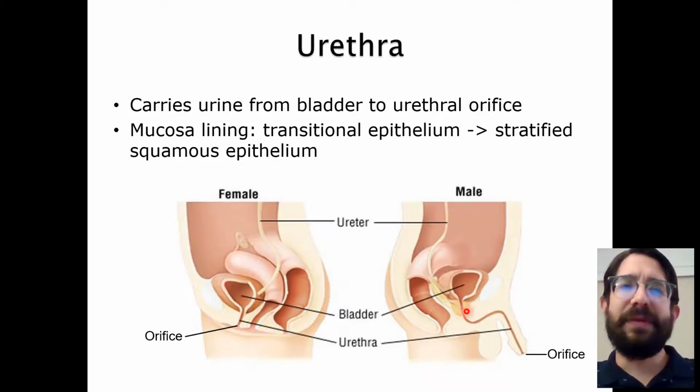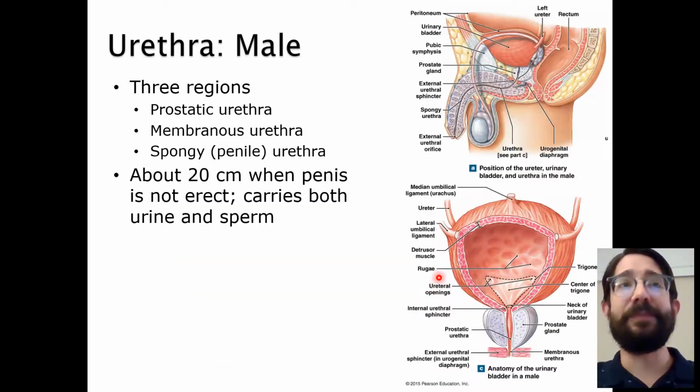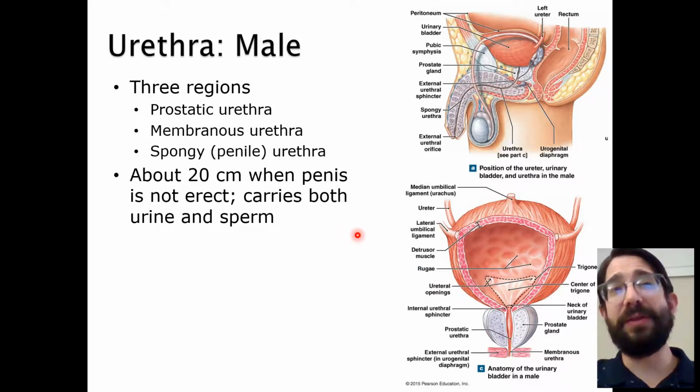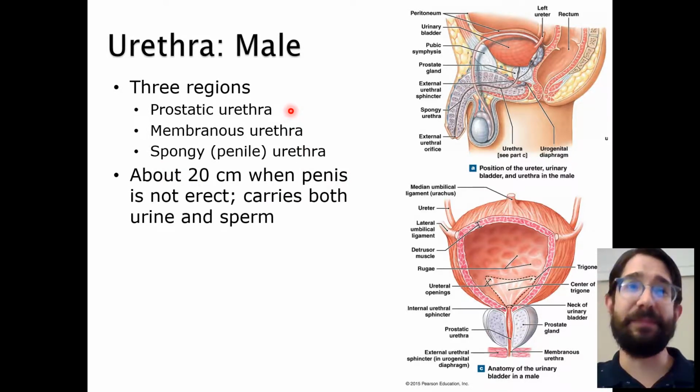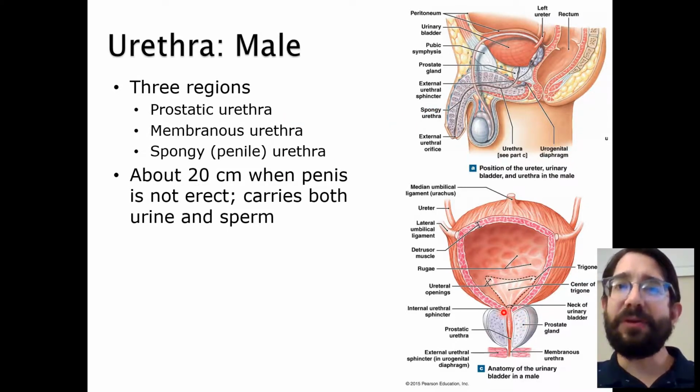We can see here that there are some differences between the male and female urethra, so let's just look a little bit more closely at those and then we'll be done. The male urethra actually has three regions: prostatic, membranous, and spongy urethra. And we will revisit these when we do the reproductive system because the male urethra is used for both urination and reproduction. But briefly, if we look at the bladder here, we can find the trigone, the internal urinary sphincter at the neck of the bladder, and then right here is that big prostate gland.